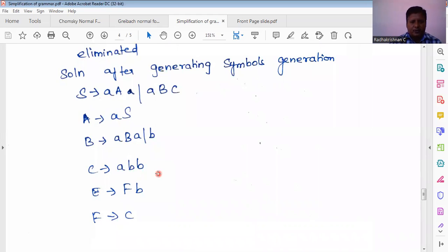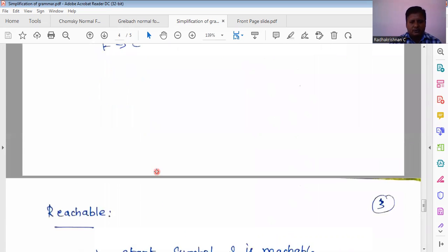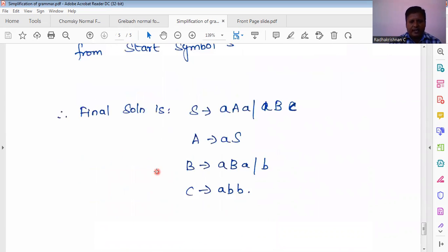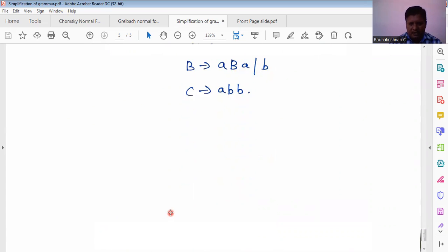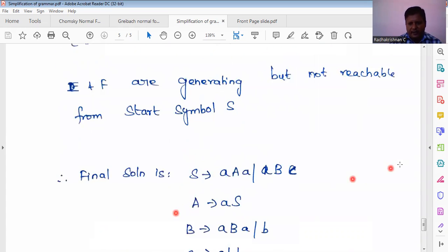Now D is not in position, so D is unreachable. Next, E equal to FB, F is equal to C, that is also unreachable code. Finally, we will get a result: S is equal to A capital A small a or 1 A capital B small c. A gives AS, B gives ABA or small b, C gives ABB. So in this way, the grammar will be simplified.